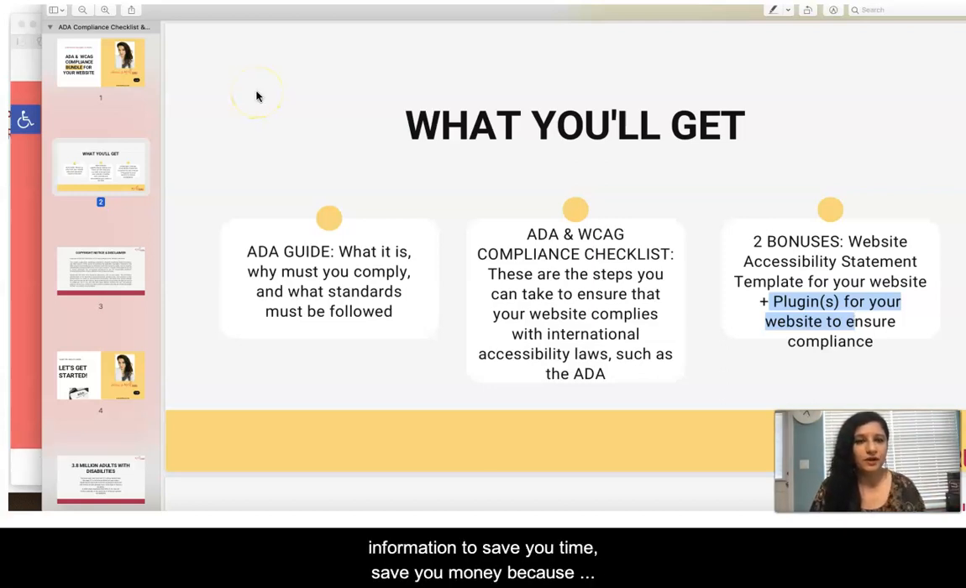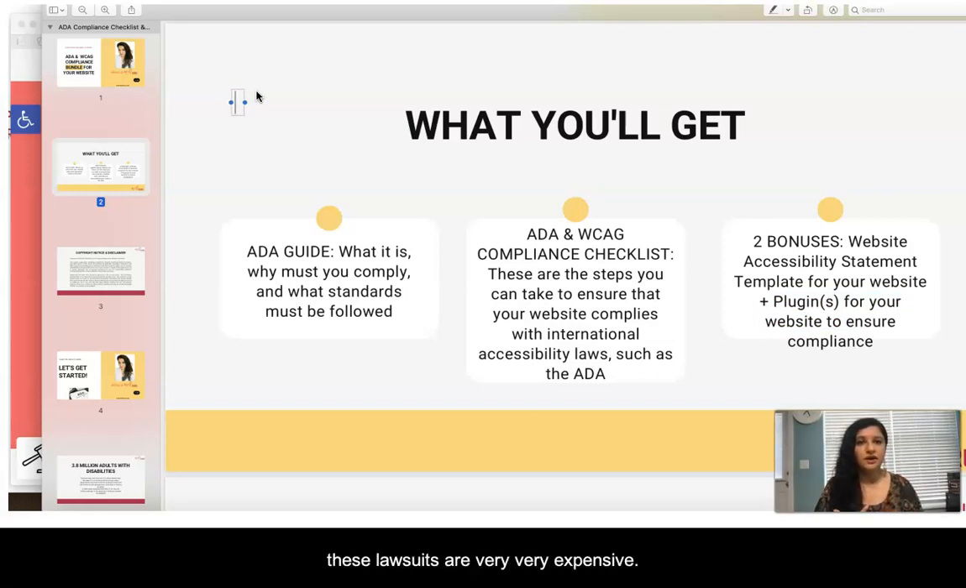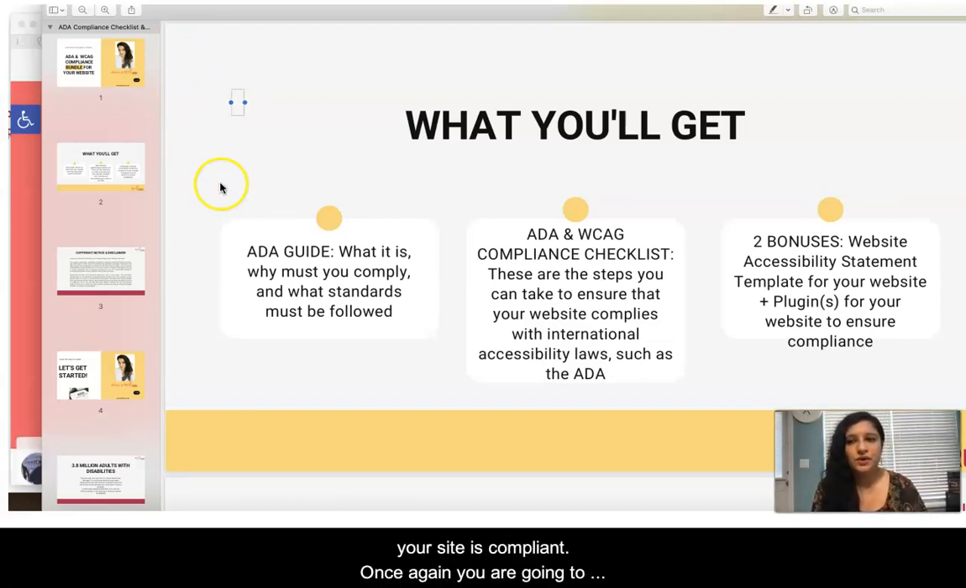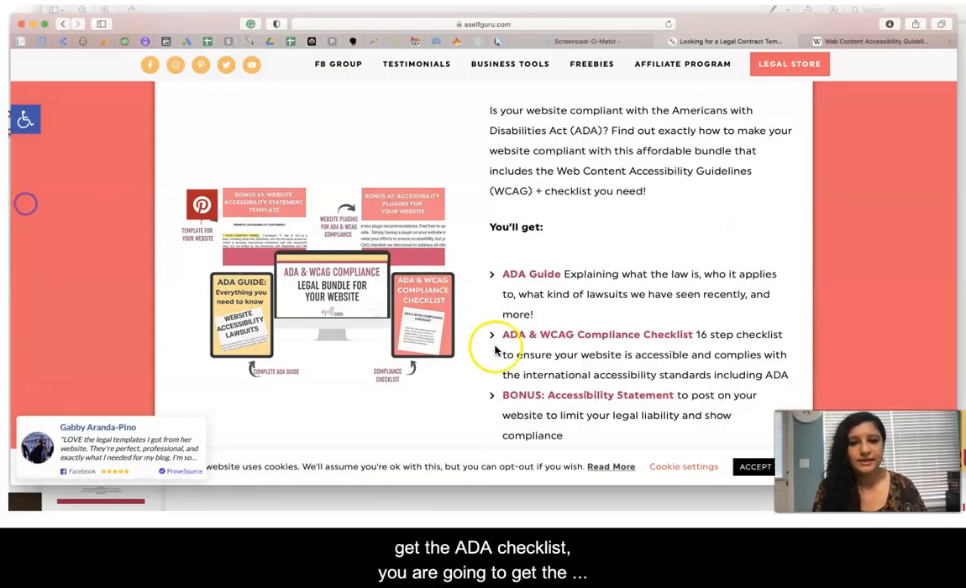The goal here is, with all this information, to save you time and to save you money, because these lawsuits are very, very expensive. There are civil penalties for non-compliance. We're talking thousands of dollars. I was talking to a friend who's litigating this case right now, and his client had to settle for $50,000. So there's so much at play. You just want to make sure that your site is compliant.